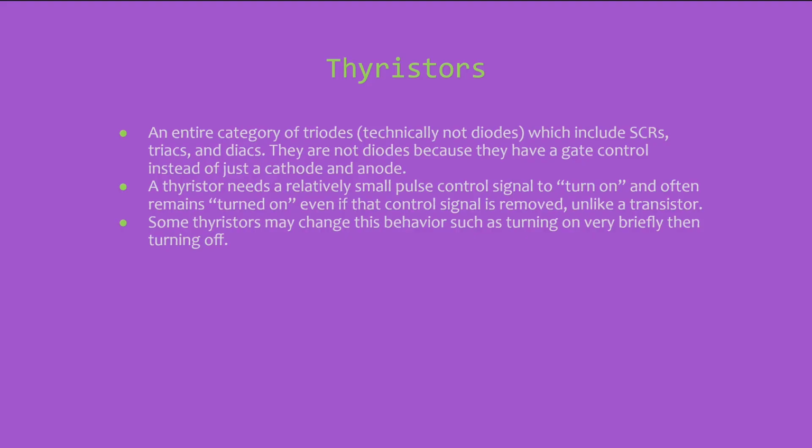Then we come to thyristors, and they're really a whole category of triodes, although some people won't use the word triodes unless they're referring to a three-terminal vacuum tube. So they're not technically diodes, but they include SCRs, triacs, and I guess diacs in a way. It's a little confusing. But again, they're not technically diodes because they have three terminals, so they have a gate control in the middle. A thyristor is designed so that in some cases, you need a relatively small pulse to turn something on, and it often remains on even if that signal is removed, unlike a transistor. Some thyristors may change up this behavior a little bit though.